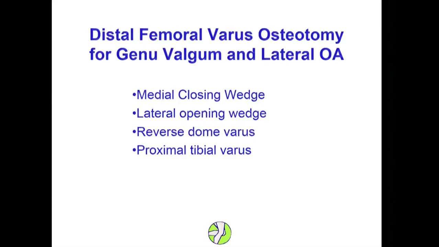Reverse dome varus femoral osteotomy, again, very powerful osteotomy. And tibial varus osteotomy I mentioned mostly for completeness sake. Small corrections, 6 degrees or less, it works really well. But more than that, you start developing obliquity of the tibial joint line.